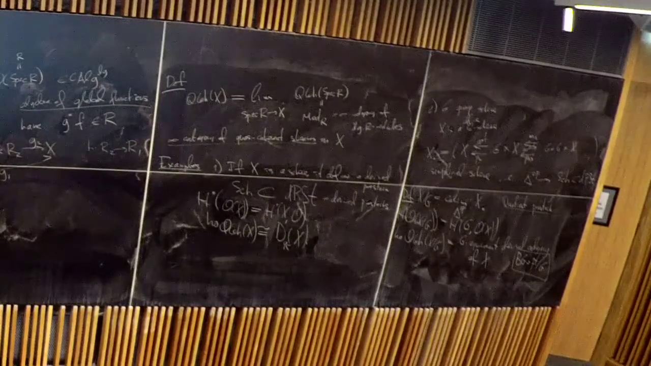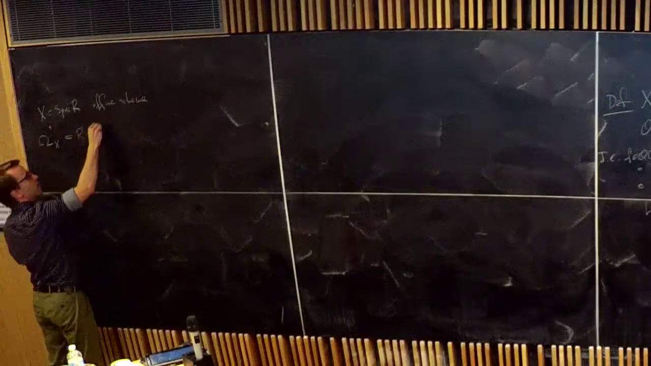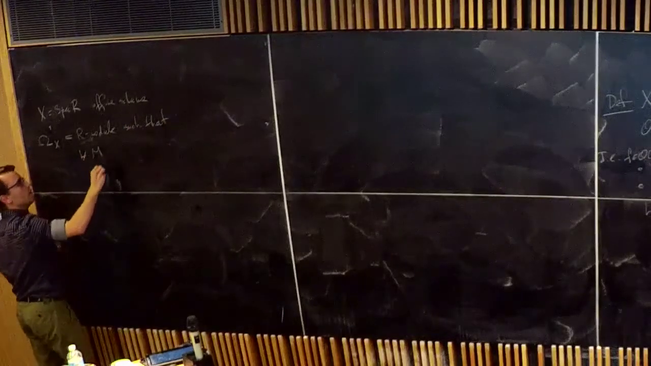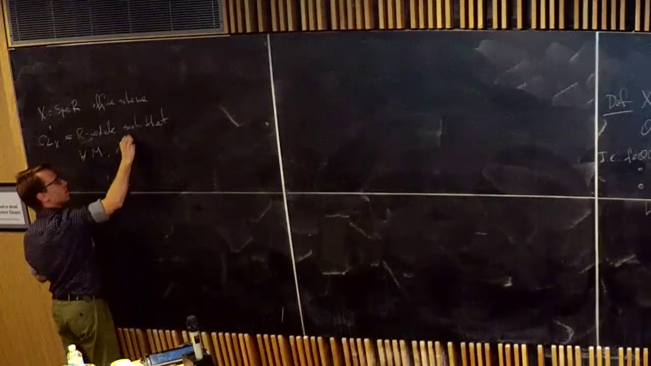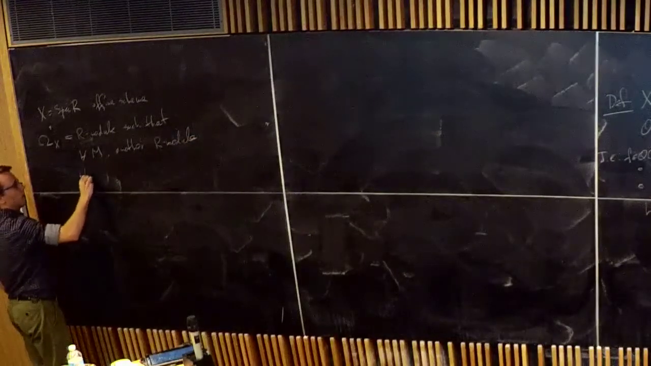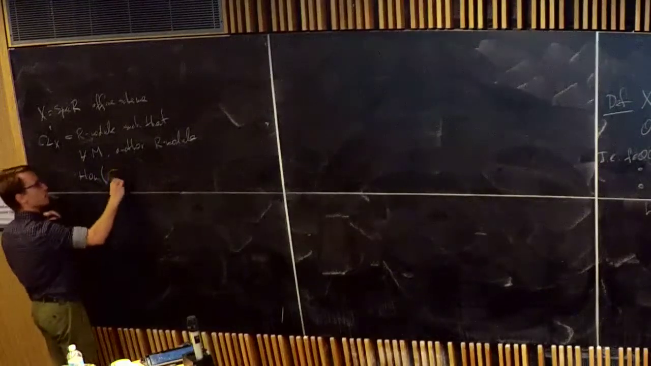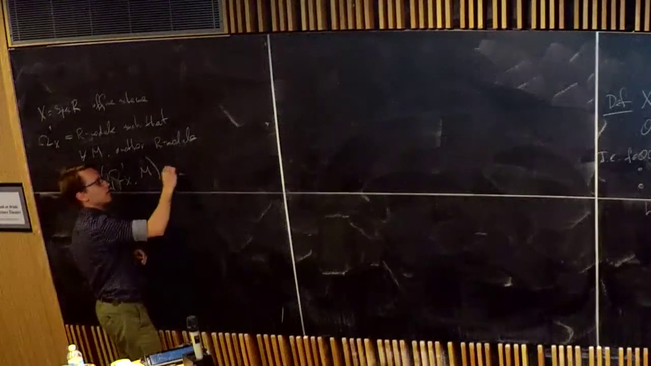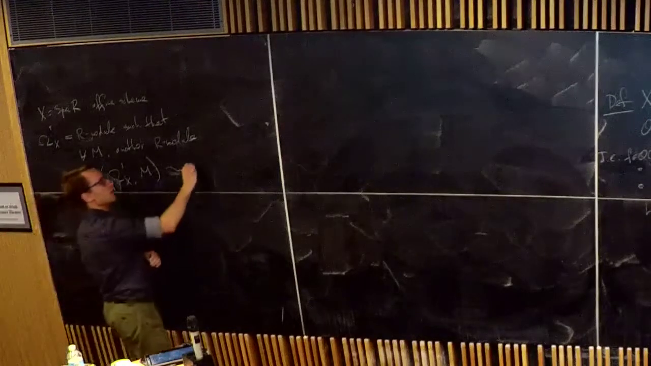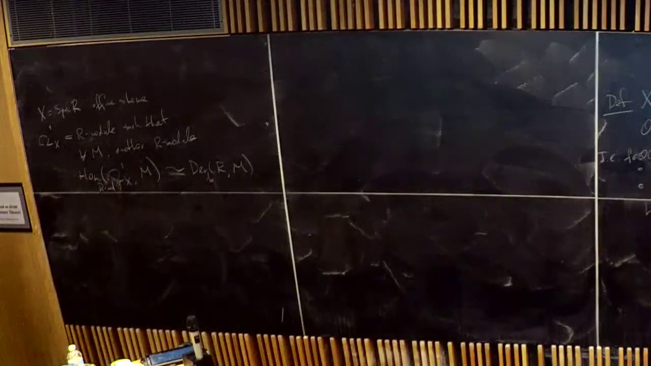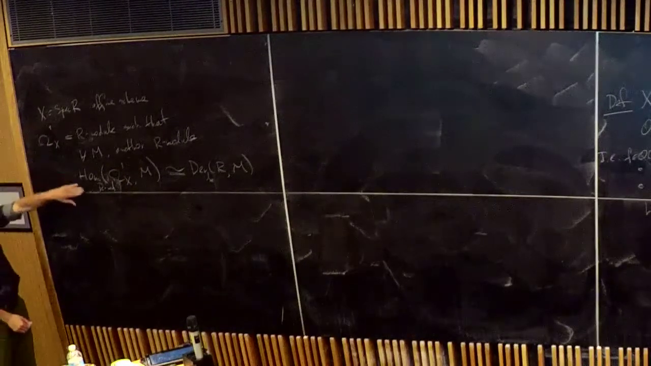The cotangent bundle, or the module of Kähler differentials, omega 1 of X, is an R-module such that for any M, which is another R-module, maps from Kähler differentials to M in the category of R-modules is naturally equivalent to derivations from R to M. Okay, so the module of Kähler differentials by definition represents derivations.